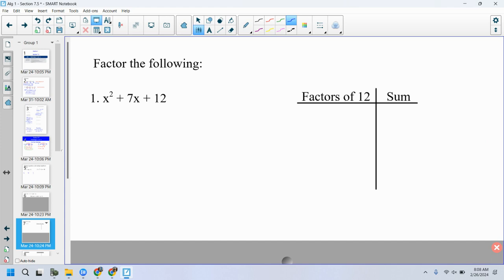So here's the process that I'm going to be taking you through. I want you to list out the factors of your last term. What is my last term in this case? 12. So let's list out the factors of 12. Okay, this might be overkill, but let's list them all out. 1 times 12. 2 times 6. 3 times 4. Those are all the factors of 12, correct?